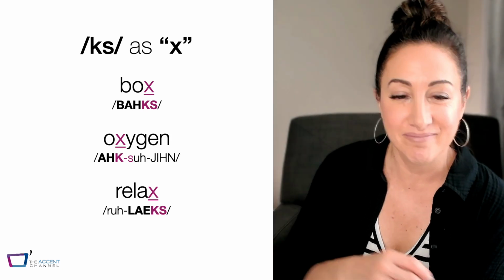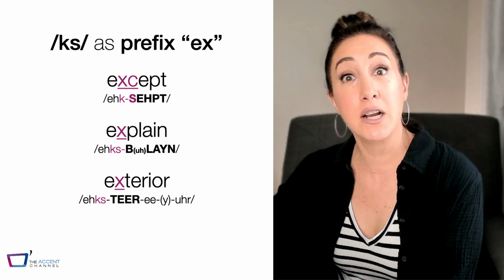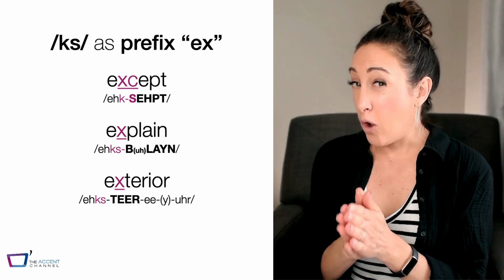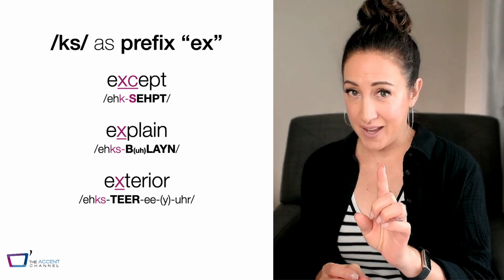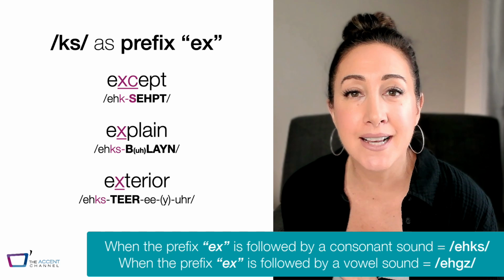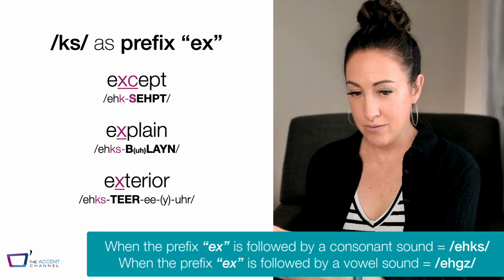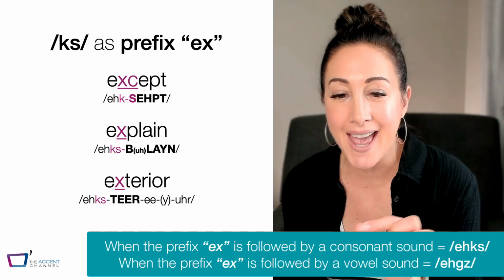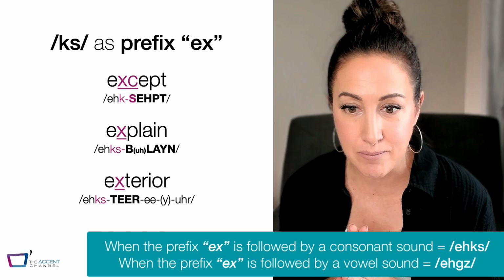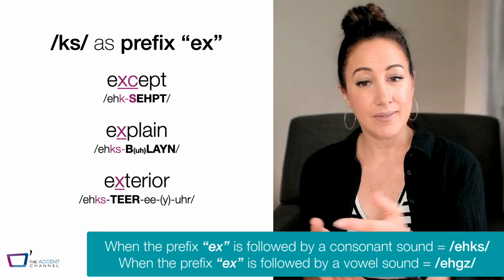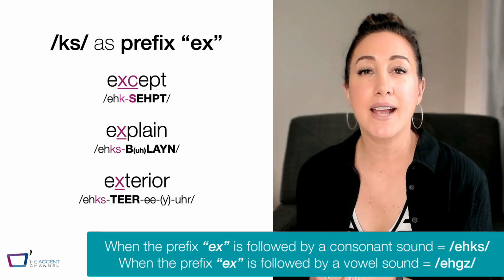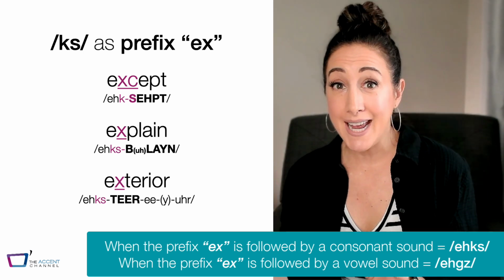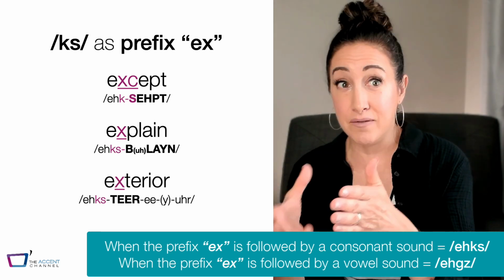So just keep practicing. Okay, the last context on our X sound list is the prefix EX. Now, EX is not always pronounced with a KS. There's a rule for this. When the prefix EX is followed by a consonant sound, we use that same X sound again. So it's pronounced X with a KS. That's what you see in these examples. Accept, explain, exterior. Nice.